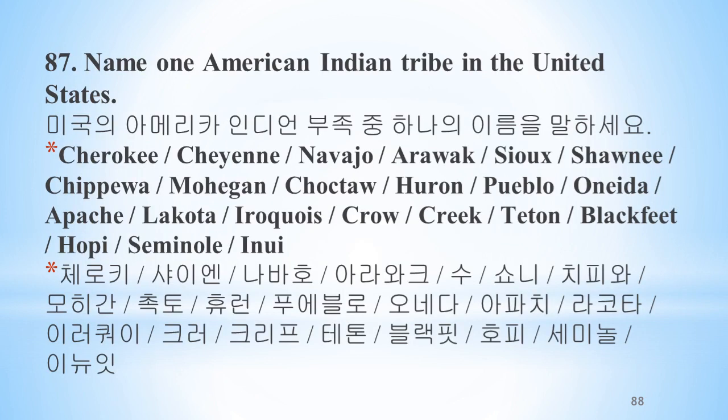Name one American Indian tribe in the United States. Cherokee, Cheyenne, Navajo, Arawak, Sioux, Shawnee, Chippewa, Mohegan, Choctaw, Huron, Pueblo, Oneida, Apache, Lakota, Iroquois, Crow, Creek, Teton, Blackfeet, Hopi, Seminole, Inuit.